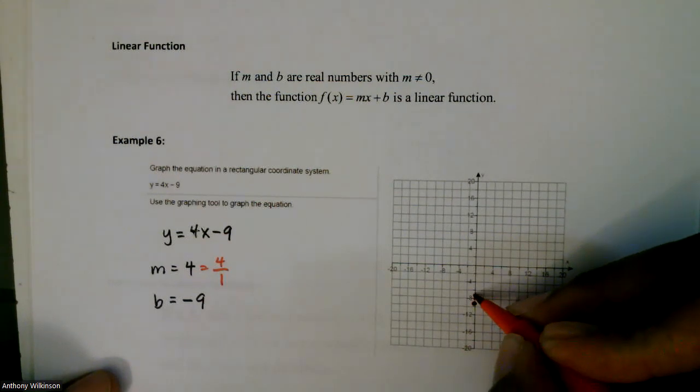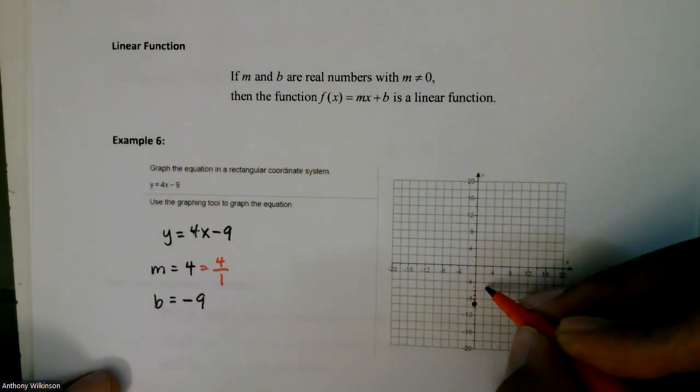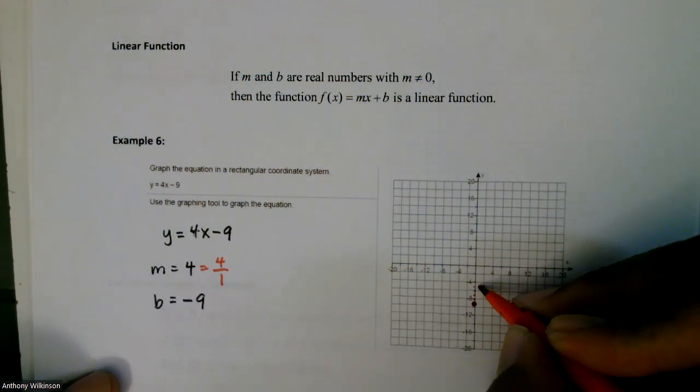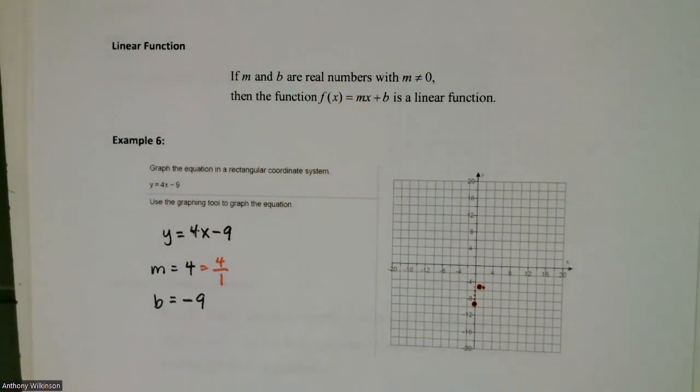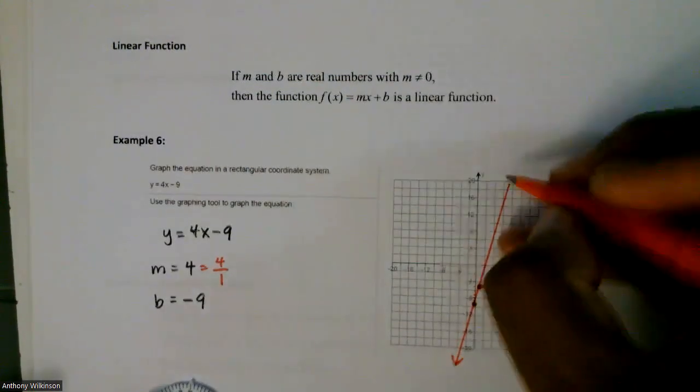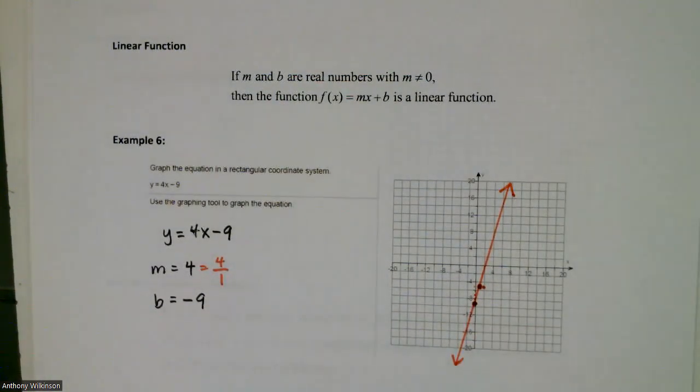So I have to go up 1, 2, 3, 4, and to the right 1, which will put it about right here, because this graph, as you can see, is in increments of 2. If I connect those 2 points, it only takes 2 points to make up the line. That would be the graph of the equation of the line, y equals 4x minus 9.